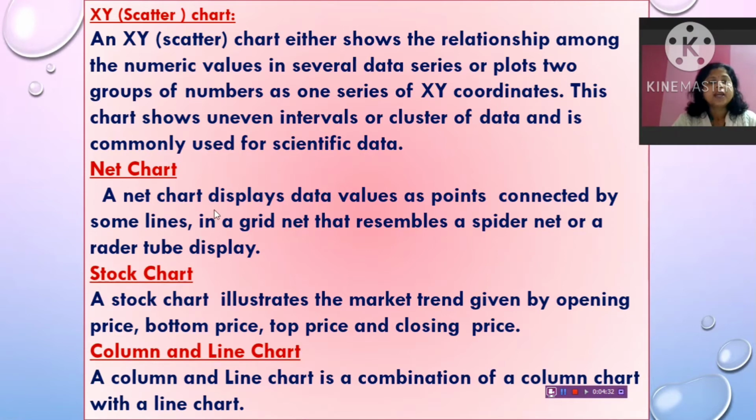Net chart. A net chart displays data values as points connected by lines in a grid net that resembles a spider net or a radar display. Then stock chart. Every day you can see in the news channel the NIFTY. A stock chart illustrates the market trend given by opening price, bottom price, top price and closing price. Then there is the combination chart, a combination of a column chart with a line chart. Let us see how this chart looks and how it works.